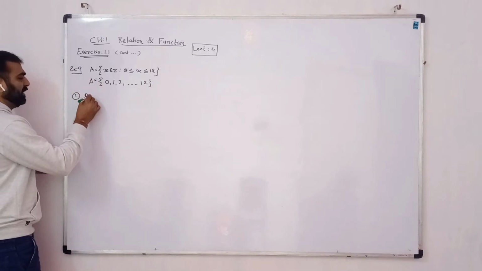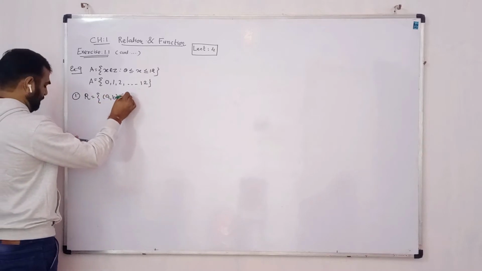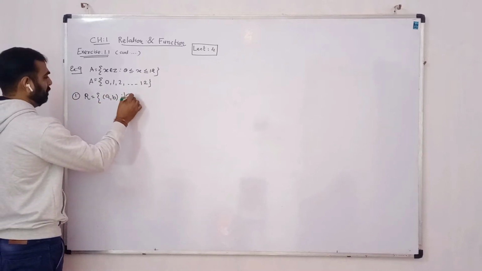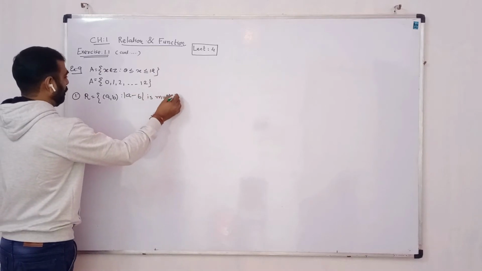Now the first one is relation R. What is given? (A, B) such that mod of A minus B is a multiple of 4.